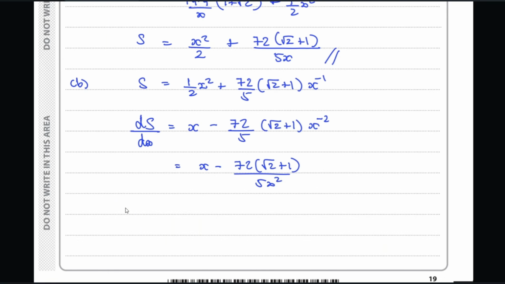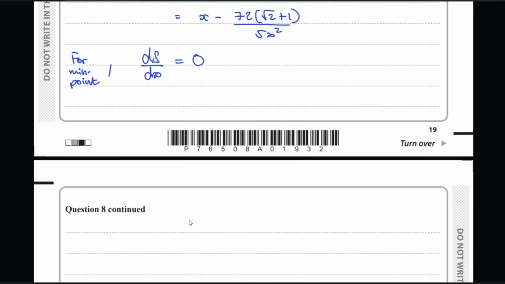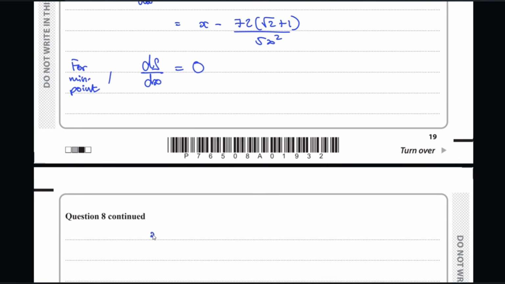And to find the minimum value of s and its corresponding x value, we need to say that ds by dx is equal to 0, because we want to find the turning point. The maximum or the minimum point is a turning point. It happens when the gradient becomes 0. So this is for minimum point. We have to make ds by dx become 0. So if that becomes 0, the expression x minus 72 times root 2 plus 1 over 5x squared becomes 0.